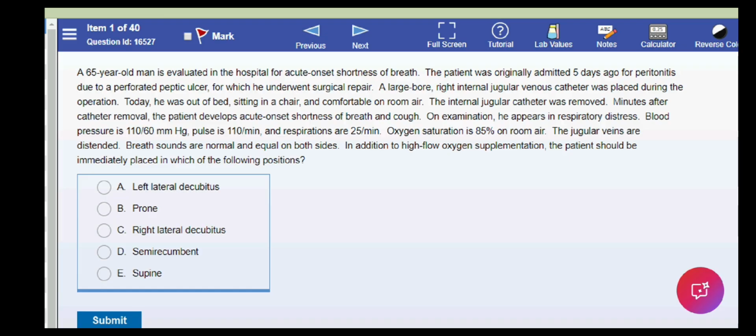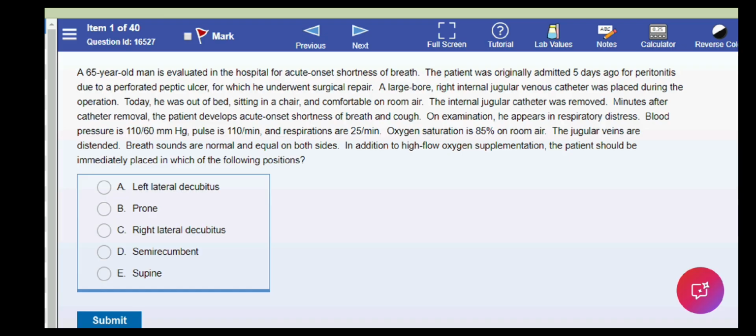On examination, he appears in respiratory distress, blood pressure good, pulse good, respiration good, but oxygen saturation very low. The jugular veins are distended. Breath sounds are normal and equal on both sides. Be careful when you see this, breath sounds normal and equal, so no pneumothorax. So we have something related to the jugular catheter removed, but not pneumothorax. In addition to high flow oxygen supplementation, the patient should be immediately placed in which of the following positions?